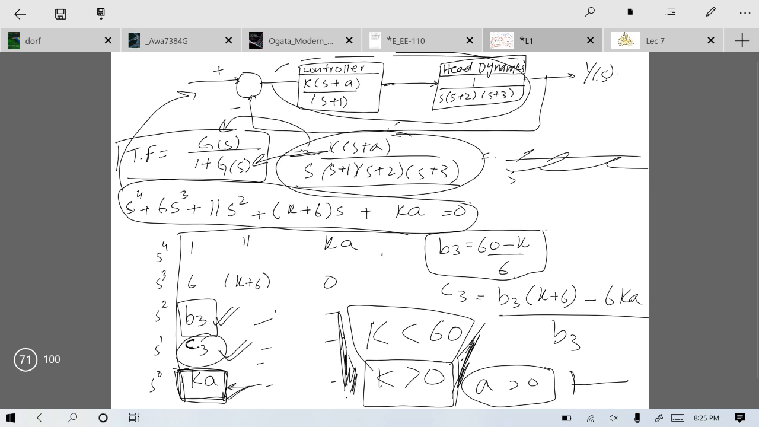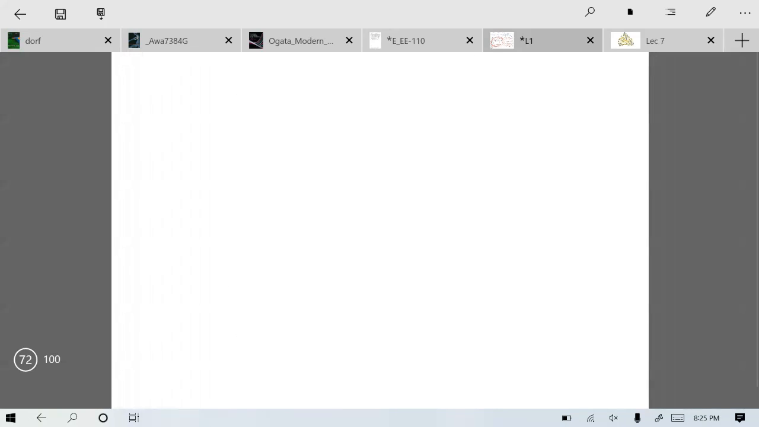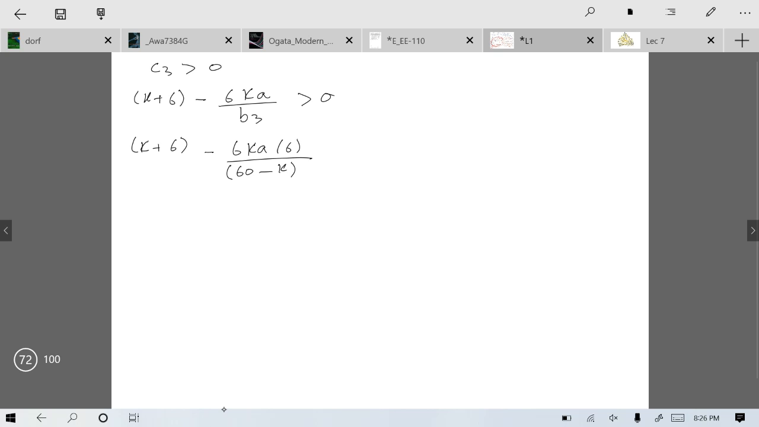From C3 I will find another range for a. So let's put C3 greater than 0. C3 is basically (k + 6) minus 6ka divided by B3, and I want it greater than 0. So putting the value of B3, it would be (k + 6) minus 6ka divided by (60 minus k) over 6. This should be greater than 0. So (60 minus k)(k + 6) minus 36ka should be greater than 0.